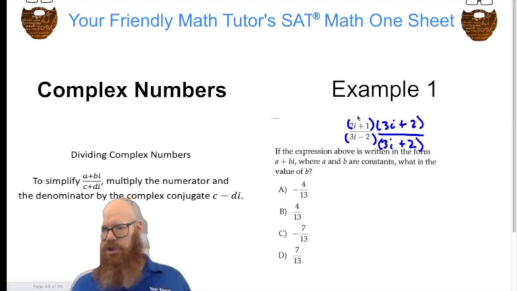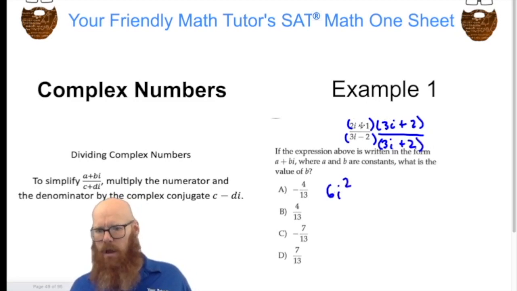So in the numerator, I can do FOIL. So 2i times 3i is 6i squared. 2i times 2 is plus 4i. Then 1 times 3i is plus 3i. And then 1 times 2 is plus 2.